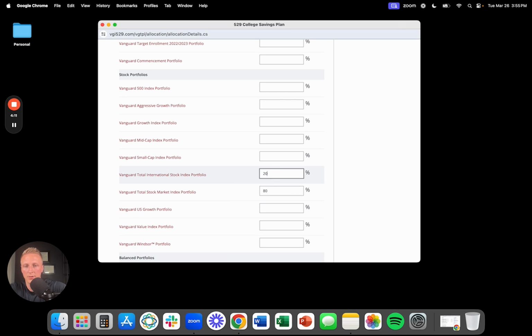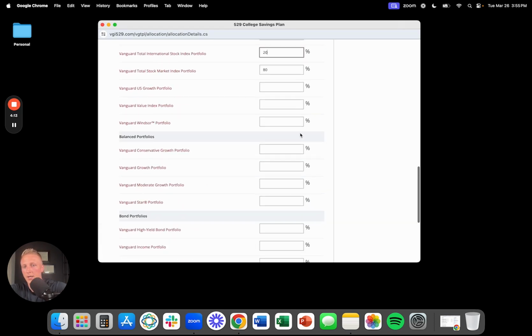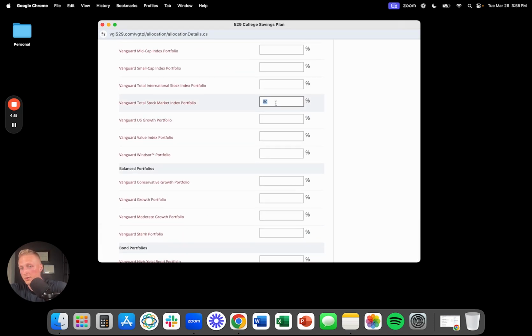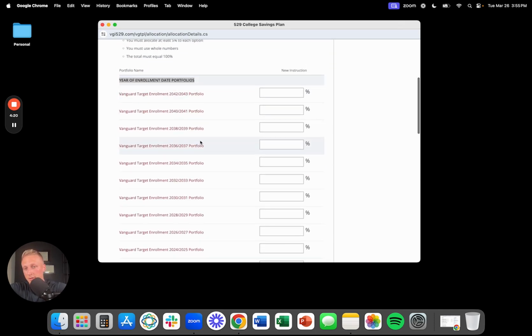80% here, and I did 20% there, and I did continue next. You don't need to do that. You can do that. If you don't have confidence in what makes sense for your situation, you can always default to this option up here.